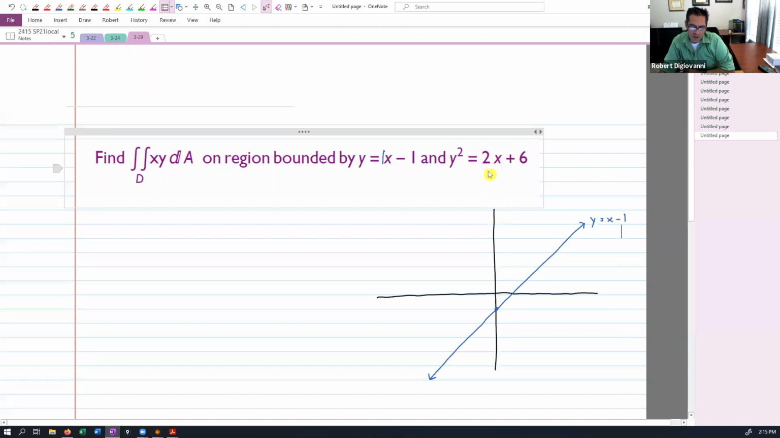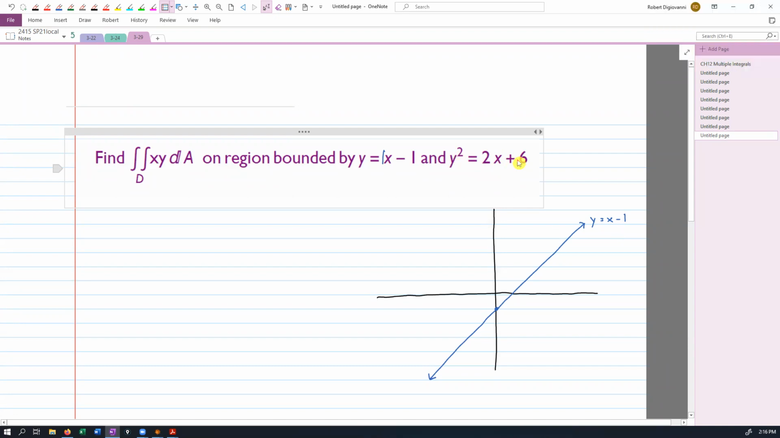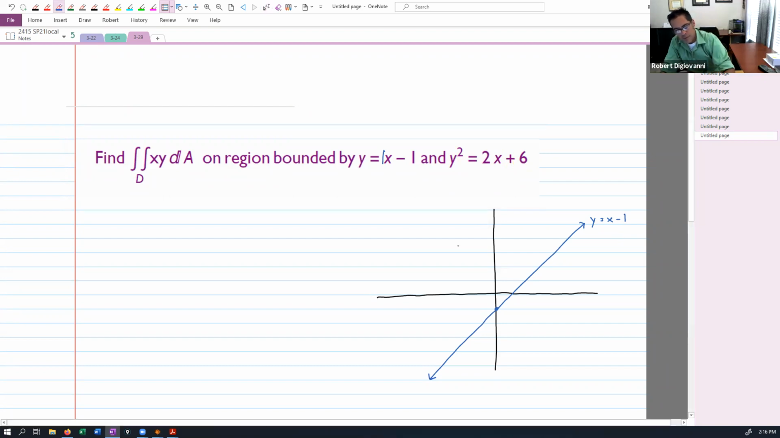And then this one, whoa, what's this? Isn't that a parabola that opens sideways? It is, right? It's a parabola that opens sideways. Let's just plug in some values of x here and see what we get. If x is 0, what's y? If x is 0, you get y squared is 6, right? Which means if x is 0, y is going to be plus or minus √6. So I have plus √6 and minus √6. Those aren't symmetric, hold on. Something like that.